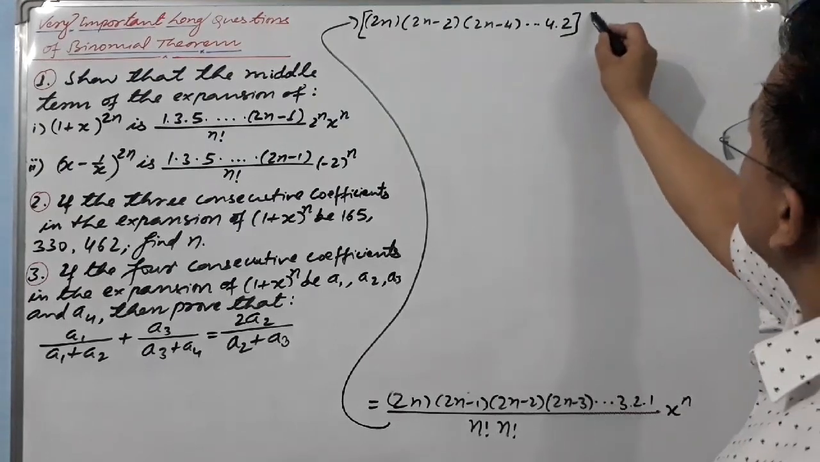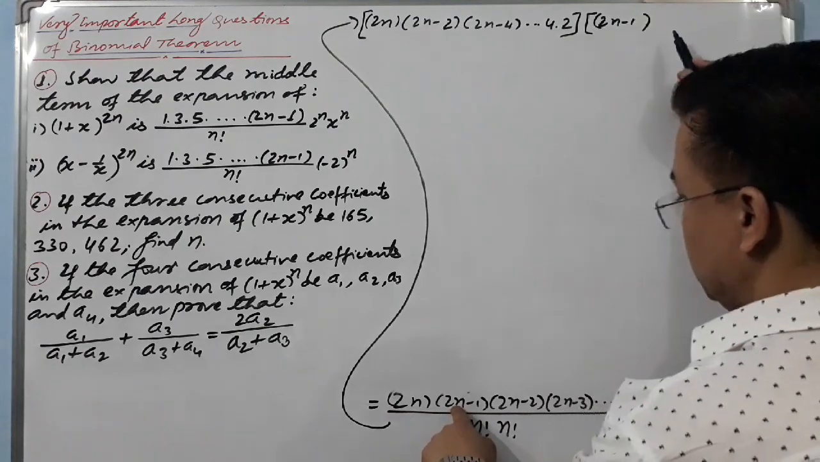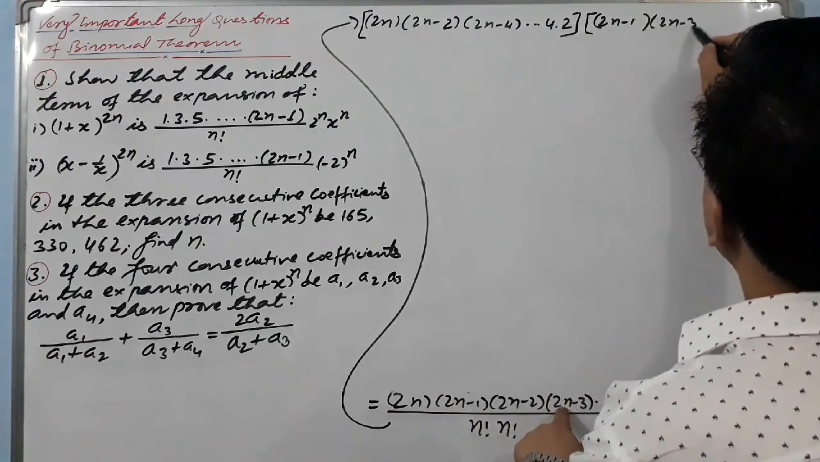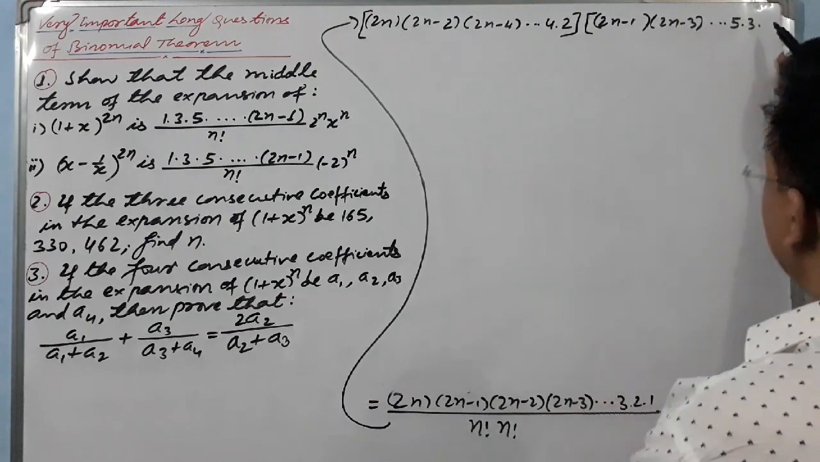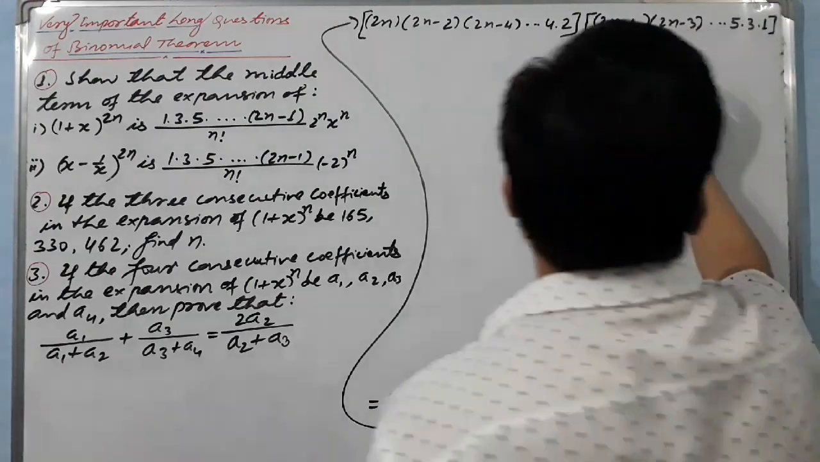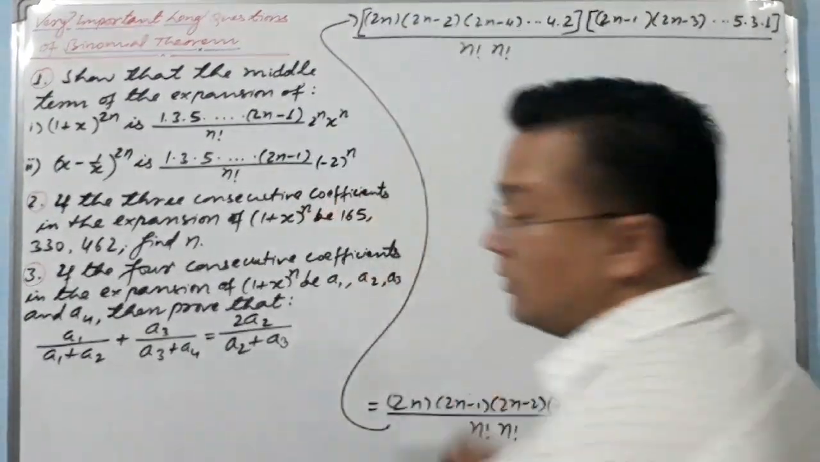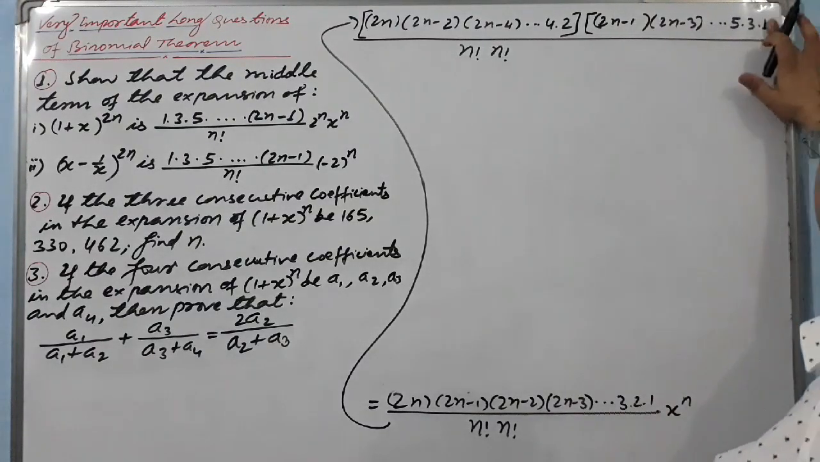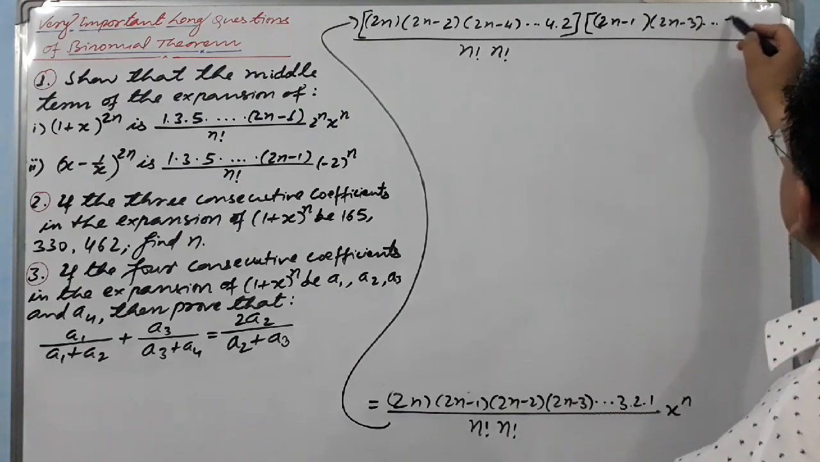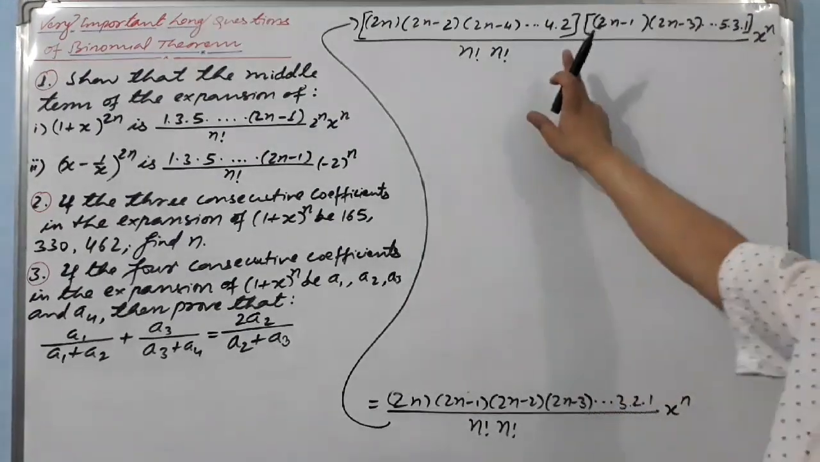And now just collect the odd terms you have from here: 2n minus 1, and then 2n minus 3, dot dot dot, you will write down 5, 3, and 1, upon n factorial into n factorial, times x raised to power n also, right? So let me get the space for that. 5 into 3 into 1, in this bracket, and x raised to power n. Alright, this step is clear.